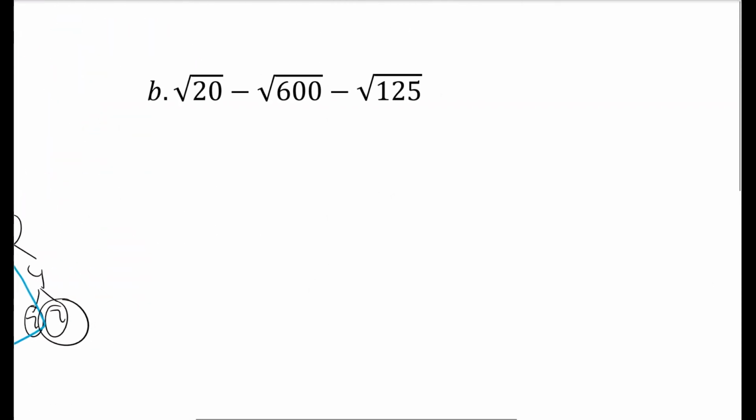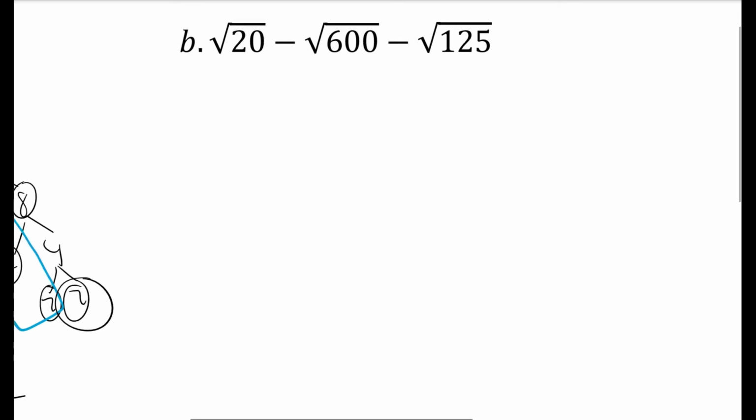All right, so looking at the second problem, we have 3 of the same index, but unfortunately they're not the same radical. However, we're going to split the radicands as much as we can to see if we can find any like ones. So 20 is 5 and 4. 4 is 2 and 2.